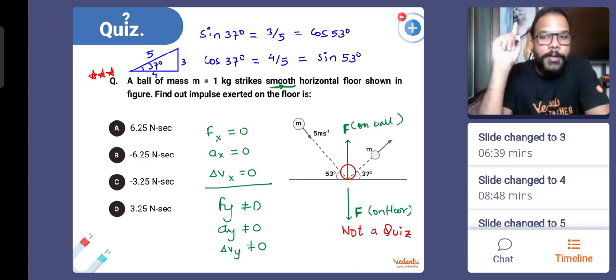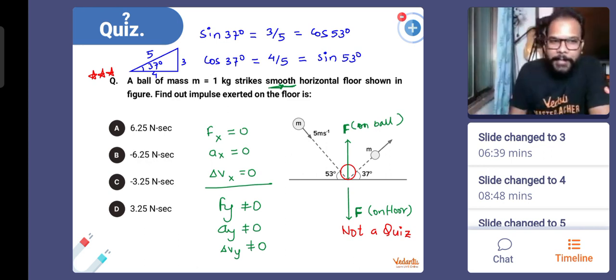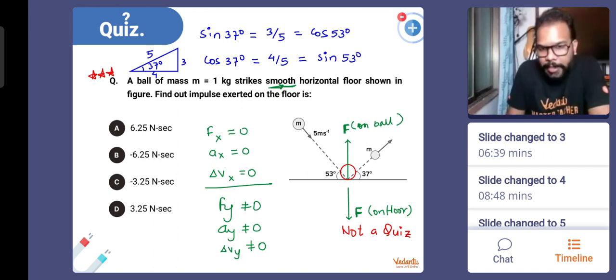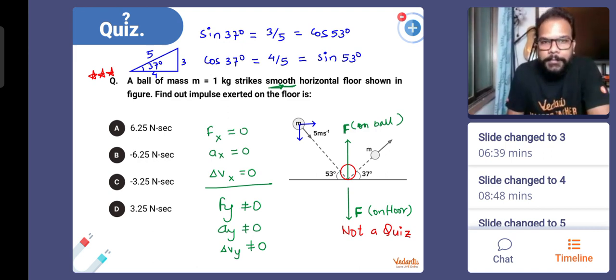Now I want you people to pay attention to this part. Listen to me very carefully. Let's look at the velocity vectors, the horizontal and vertical components of velocity. The horizontal component of velocity when it is coming to hit the floor, and the vertical component of the velocity. Why am I resolving the velocity? Because velocity is a 2D vector. Yes or no, everyone? Velocity is a 2D vector here, so definitely it will have 2 components.